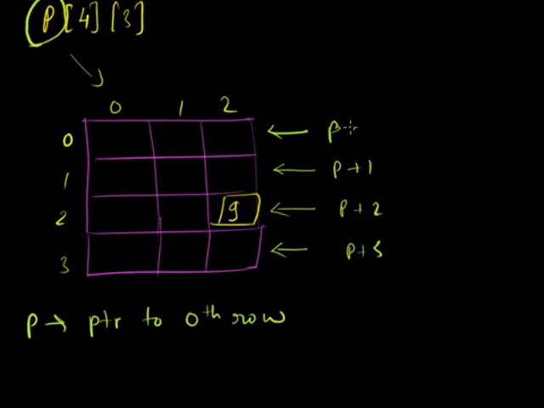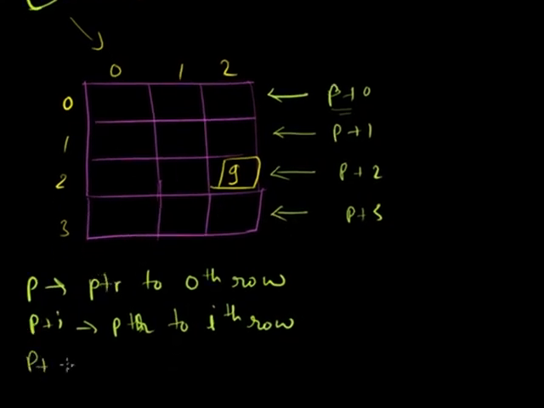Okay, now this is p plus 0. So the standard notation here is p plus i, which is nothing but the pointer to the ith row, right? Now you have the pointer to the row. Now to get to the element of a particular row, we will have to get to the first element of that row. Then we can increment our pointer to the required position, right?